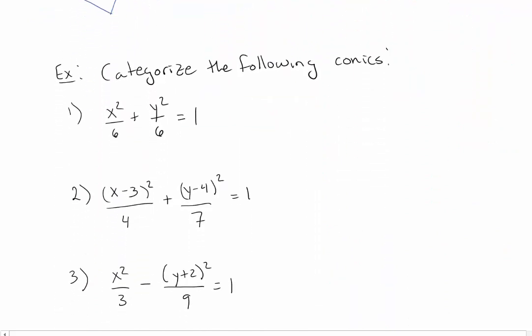Well, this looks like both of the variables are squared, so it's not a parabola. It has a plus in the middle, so it's not a hyperbola. So that brings me down to circle or ellipse. Well, the circle had the same number underneath both of the variables. I have a 6 for both of them there, so this guy is a circle. Moving on to the second one, I have a plus in the middle, and both variables are squared. Well, that's either an ellipse or a circle. But you can see I have different numbers underneath the variables, so that's going to be an ellipse.